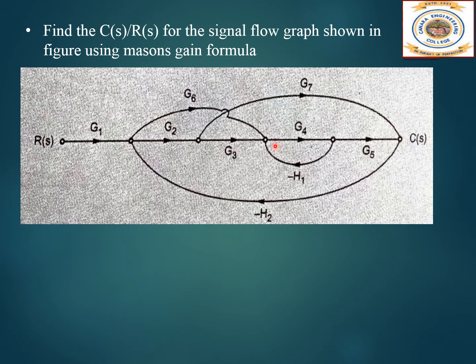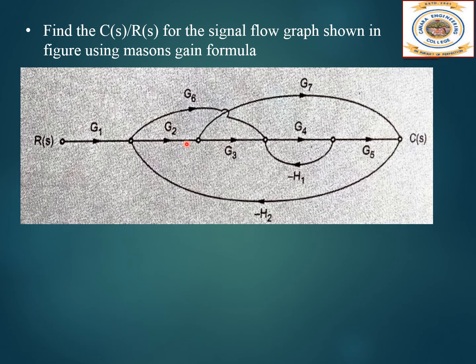Next the loops. One is G4 H1. One more, G2 G3 G4 minus H2. One more, G6 G4 and minus H2, starting and ending at the same point. Then G2 and G7 and minus H2. So we have 4 loops. So we have 3 forward paths and 4 loops.